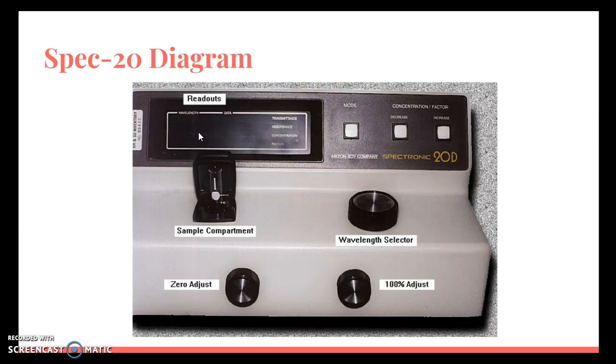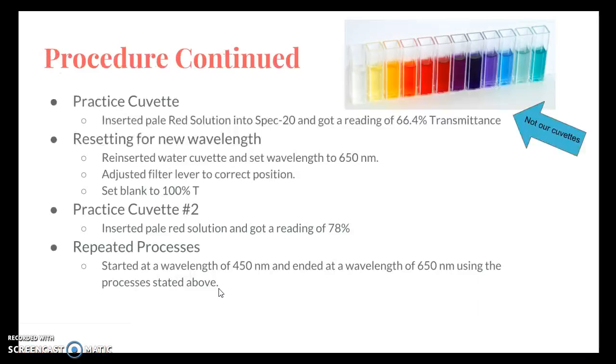And then this is our readout screen. When this was set to transmittance, it would show us the percent of light being shown through whatever was inside of this compartment. The sample compartment is just that, a sample compartment. And this is the wavelength selector, so this is how you would find the wavelength. This is to adjust the zero, so as soon as you turn it on, set the numbers to 0 so everything's as accurate as possible.